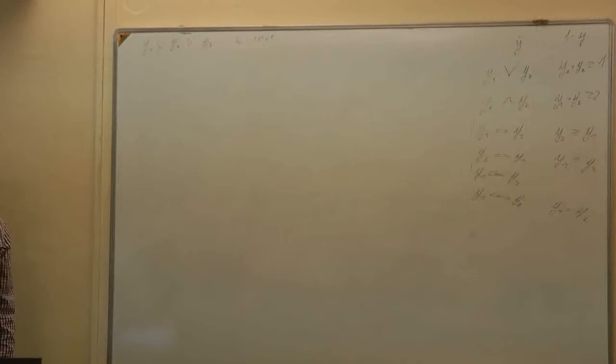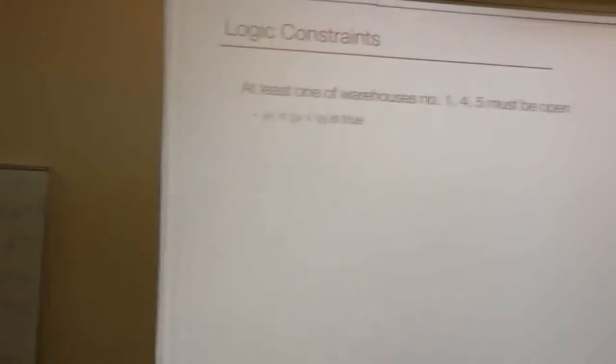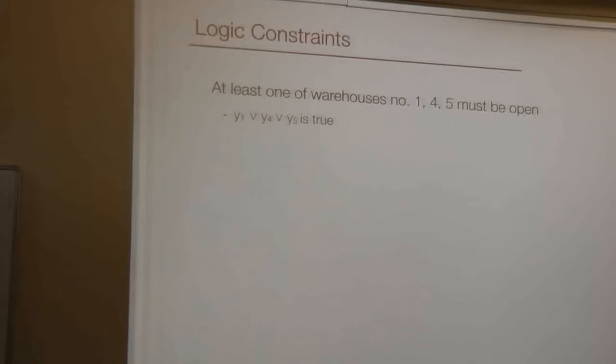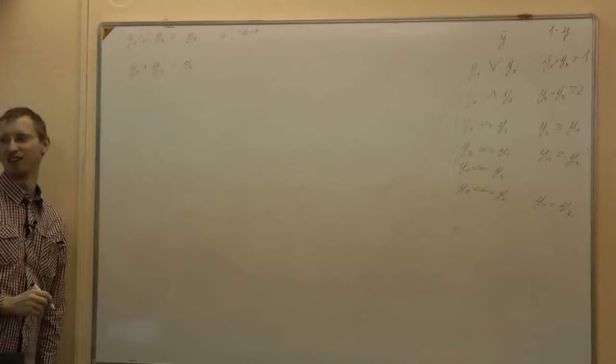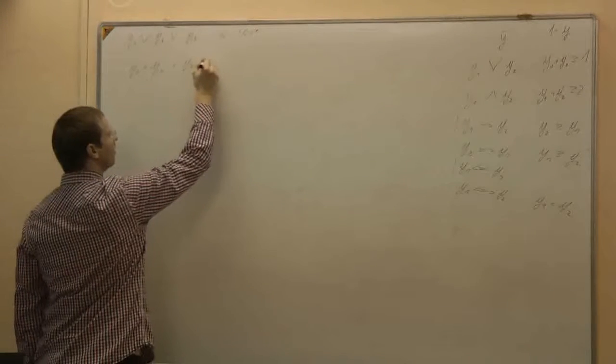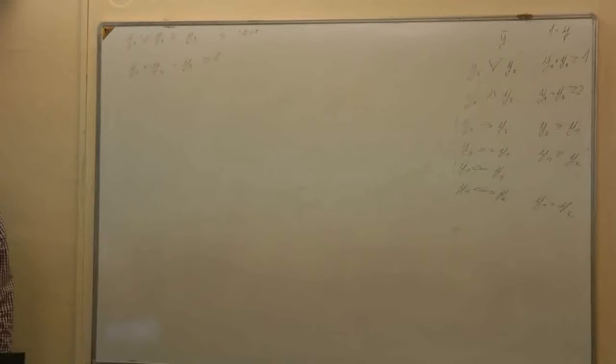Question is, how can we write it as inequalities? Because this we cannot include into our optimization problems. The inequalities we can. So we are now translating the logic statements into corresponding inequalities that we will add as constraints to our optimization problem. So y1, there is a suggestion, plus y4 plus y5, and now what? Like this. Yeah, and that's precisely what it is.